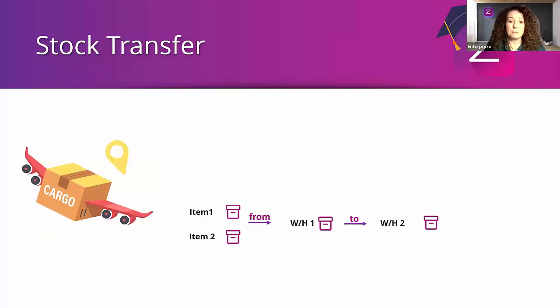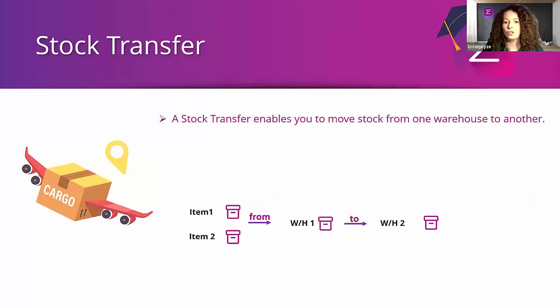Stock transfer, very simply here, just on a simple diagram. What is it? We literally move, so you might have item 1 and item 2, take them from warehouse 1, move them into warehouse 2. That's it. That's all we're doing. We're just moving it from one location to another.